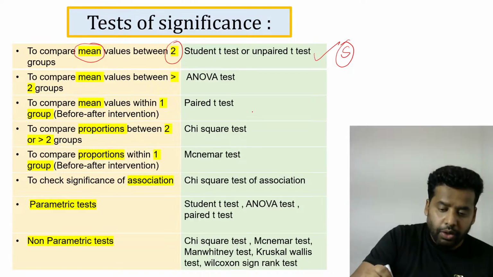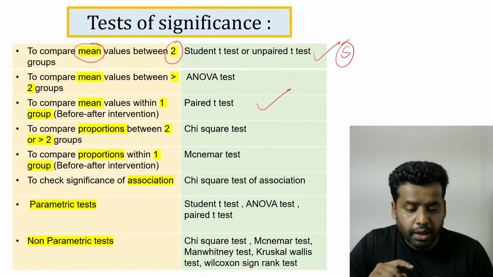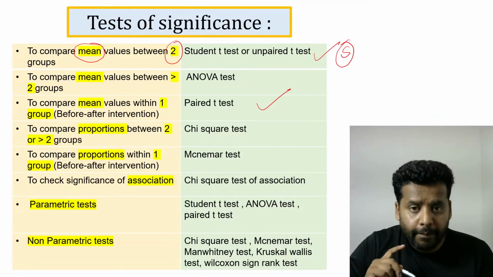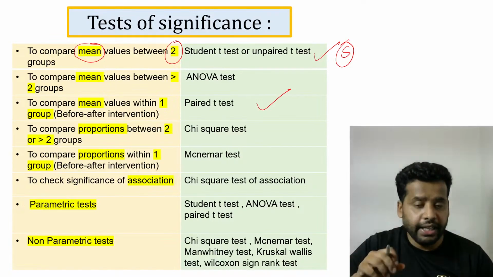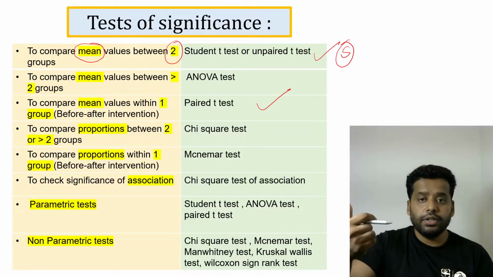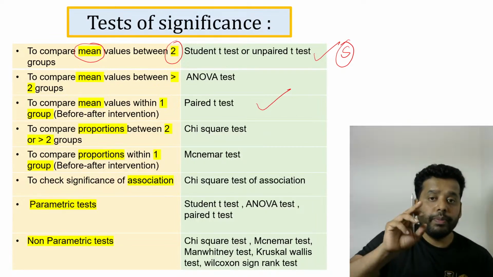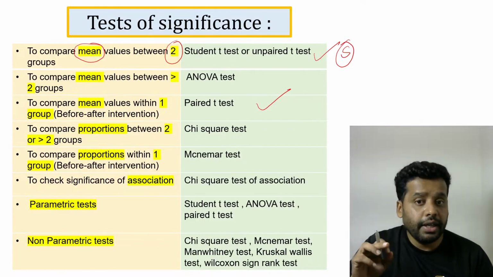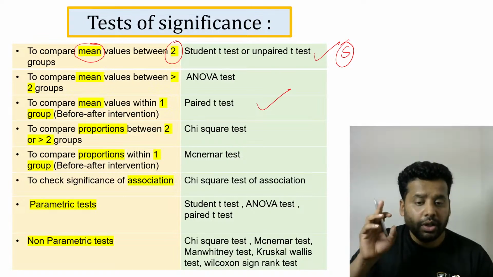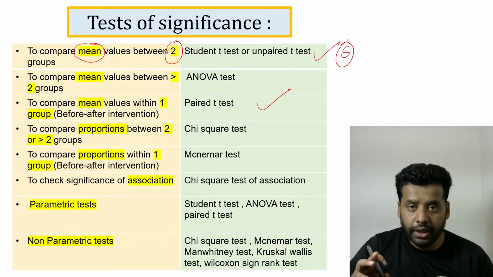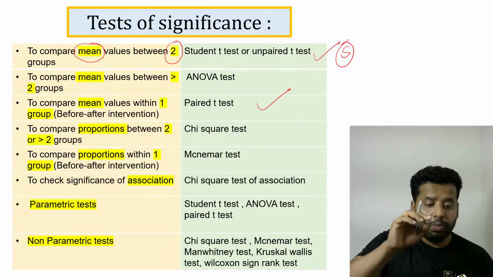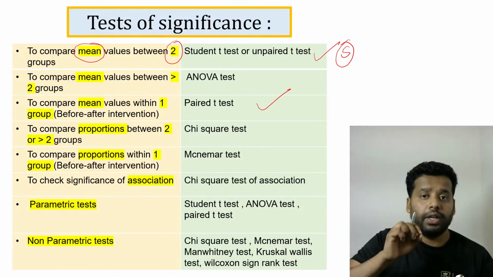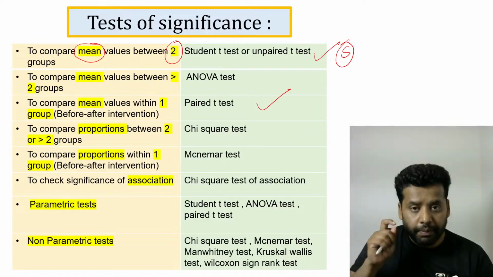Now come to this. One group, before intervention and after intervention, you are comparing mean values. For example, the mean weight of the group is 80 kg, and after intervention it decreases to 60 kg. One group's mean values before and after intervention, it is the paired t-test. See the words properly: one group, before and after intervention, paired t-test. Unpaired means two different groups. Paired means the same group.